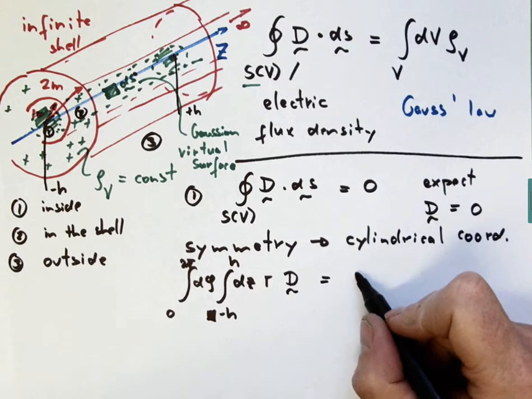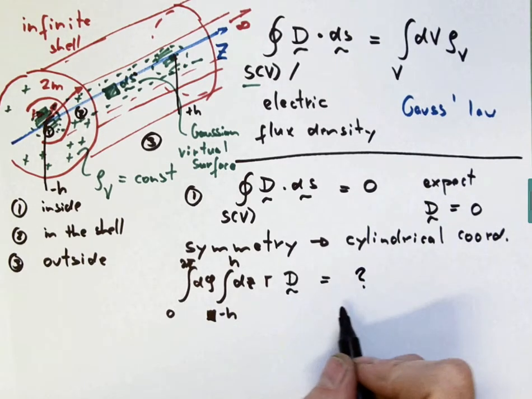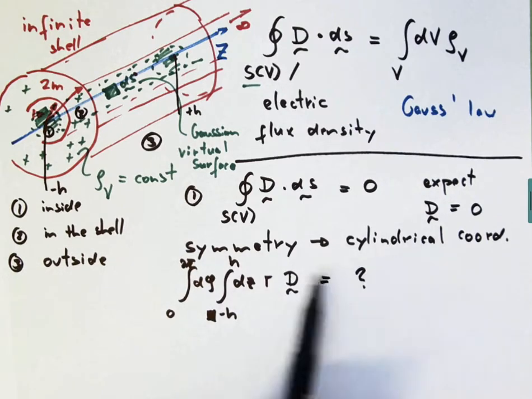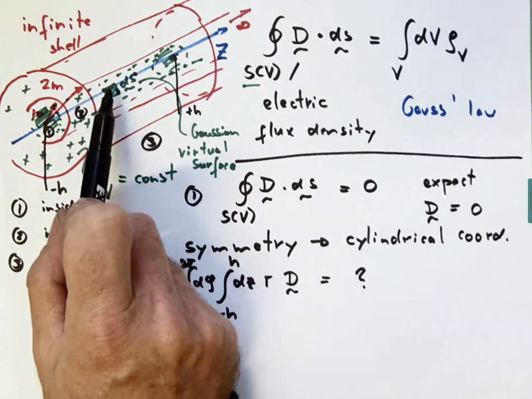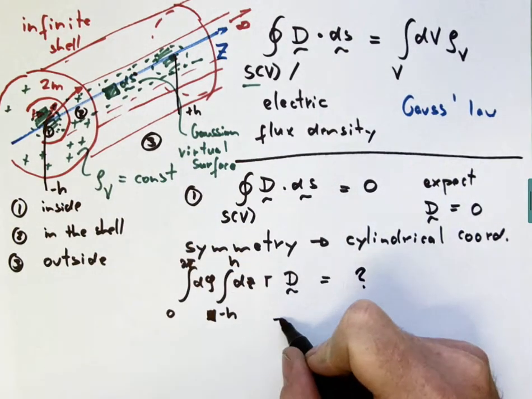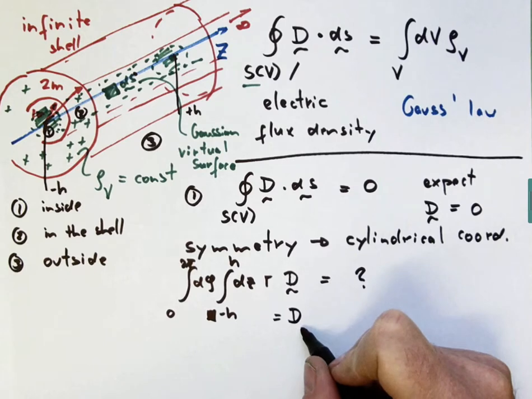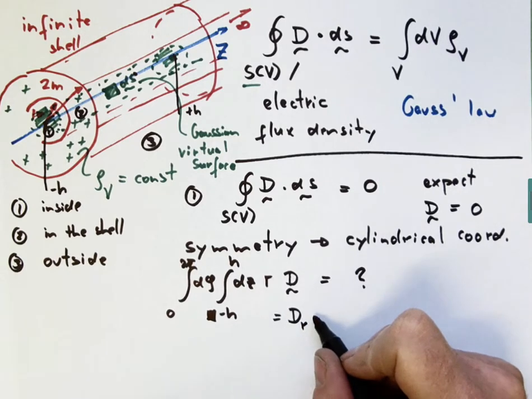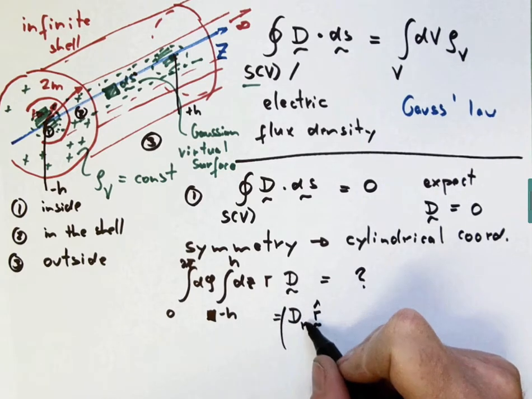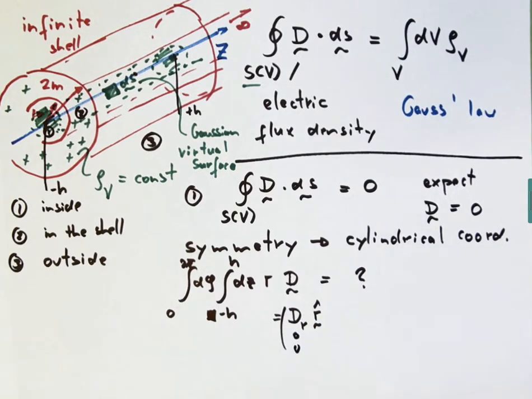Now, in order to work this out, we need to also simplify D. And as I already said, because of the symmetry, if there were any field lines, they can only be expected to point radially away. So therefore, D has to be equal to the radial component D_r times the radial unit vector. The other components of that D vector are 0. So it is really equal to D_r times the r unit vector.